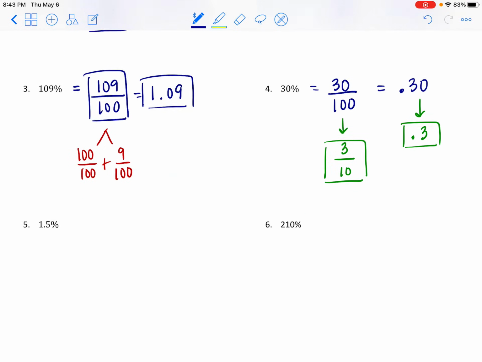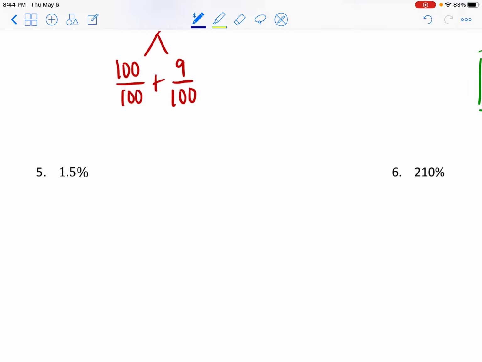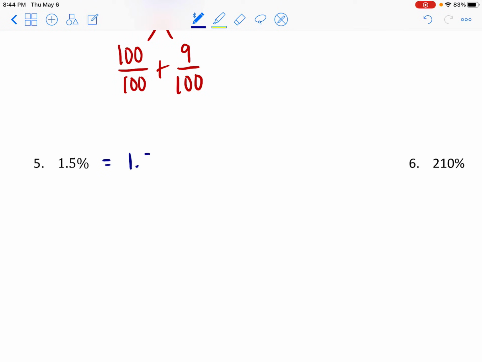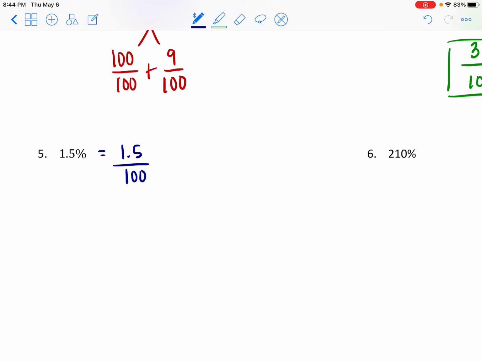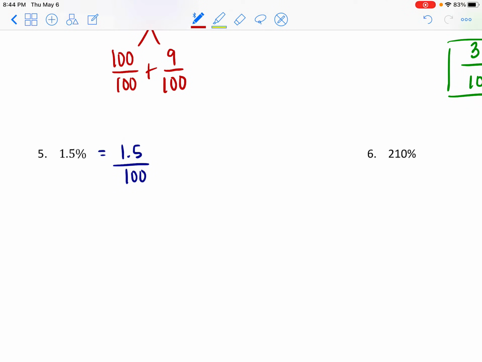Okay, so let's look at 1.5%, another example. Again, 1.5% means we have 1.5 out of 100. And let's remember that it's not really proper to leave a decimal within a fraction. To fix this, in the same way we can divide both the top and the bottom of a fraction by 10 to reduce it, we can multiply the top and bottom of a fraction by 10 to, let's say, get rid of a decimal.